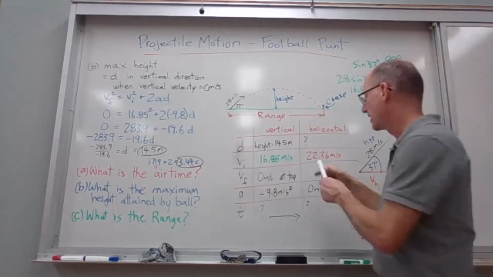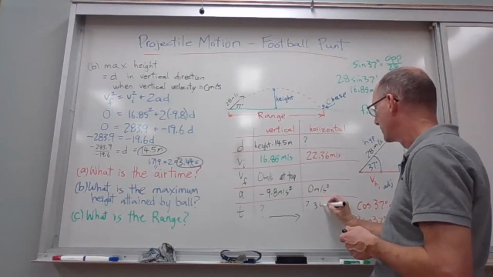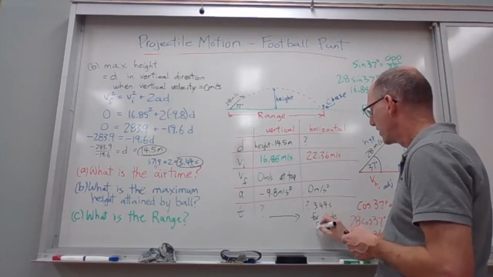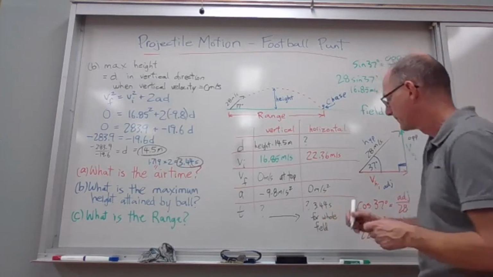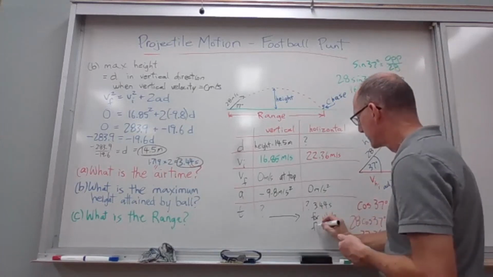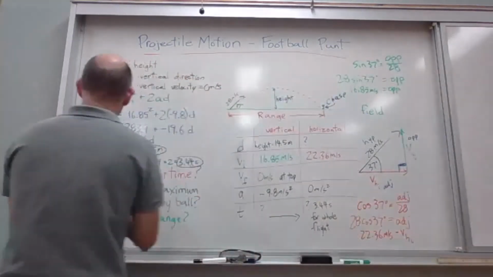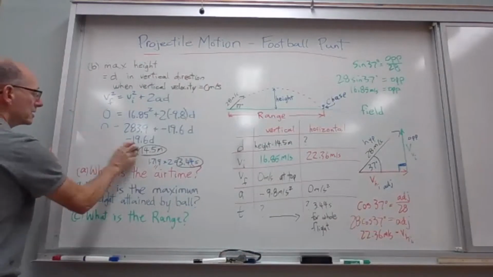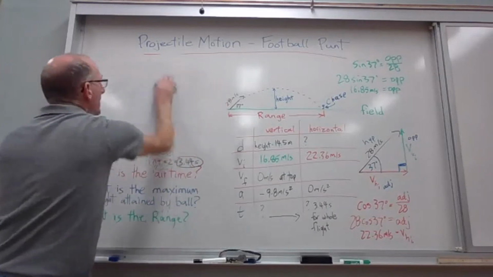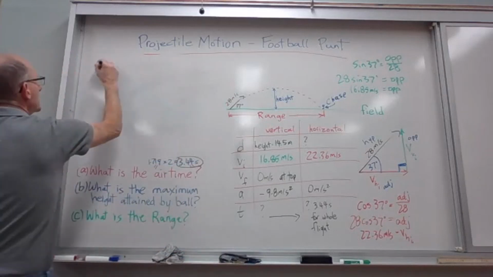But what I will use is for the time, I'll use 3.44 seconds for the whole length of the flight, not for half of it. I shouldn't say field, I should say flight of the ball. And if I answer that one here, then I'll have the range, which is the distance downfield that the ball went. So, C, range.